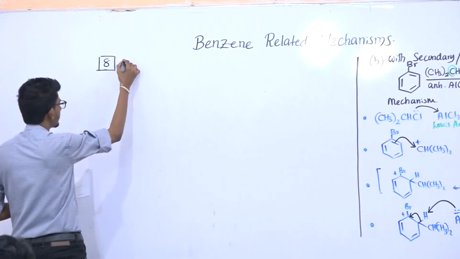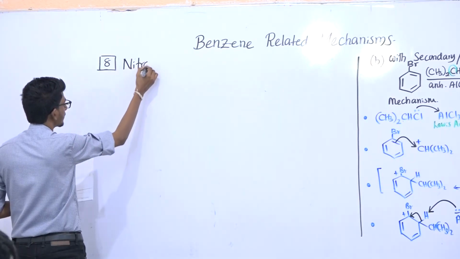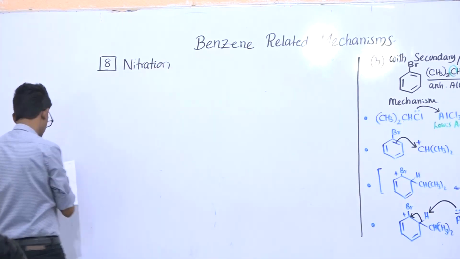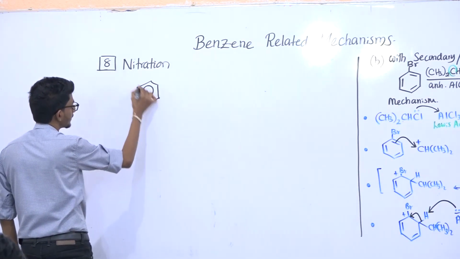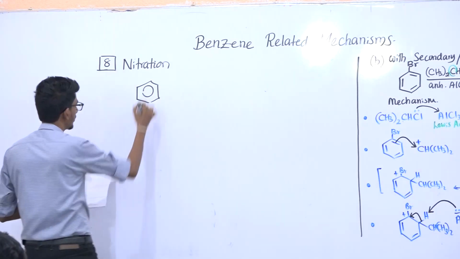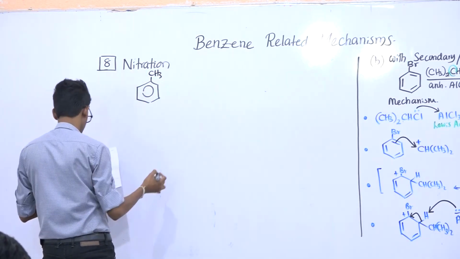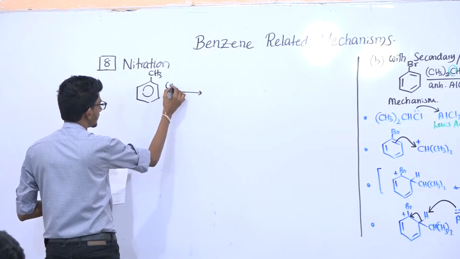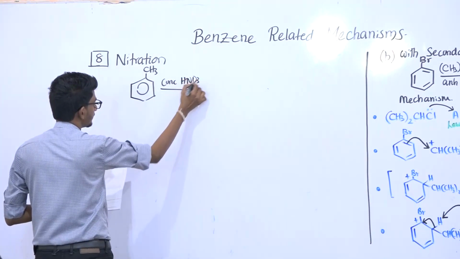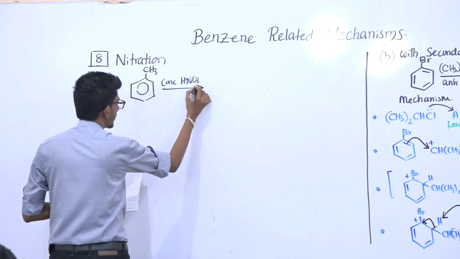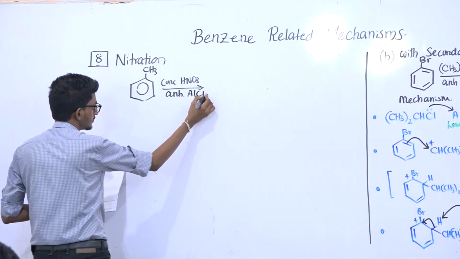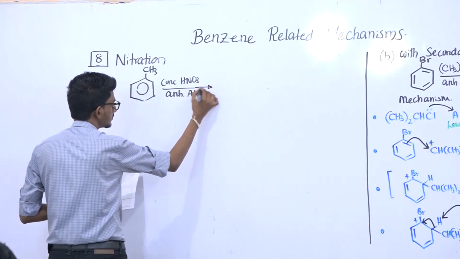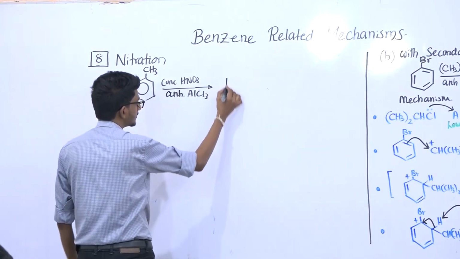This is mechanism number 8. Benzene nitration. Right. So let's come up with some reaction. So yeah, you have CH3 here. CH3 got the nitration. First write the product.